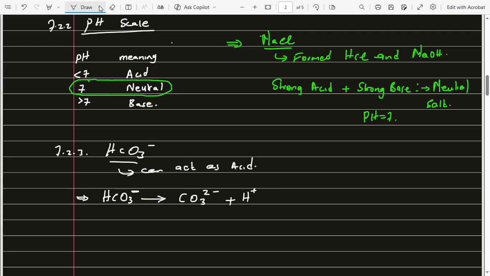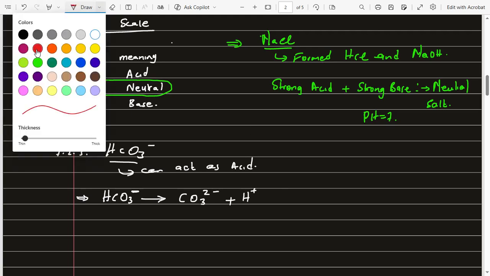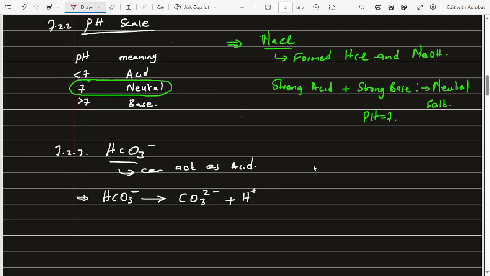So it can also act as a base. Guys, I'm preparing you for the exam, and I'm going to explain why I'm doing all this. So when it acts as a base, we know that it accepts the H. When it acts as an acid, it donates the H plus, and when it acts as a base, it accepts the H plus. So how can it accept the H plus?